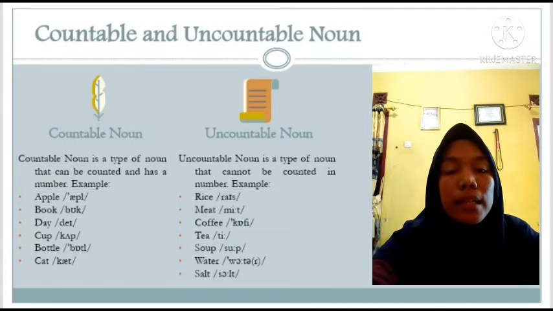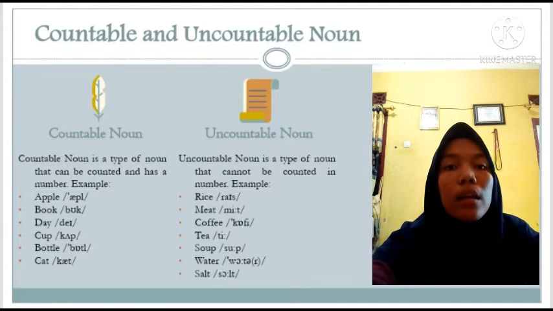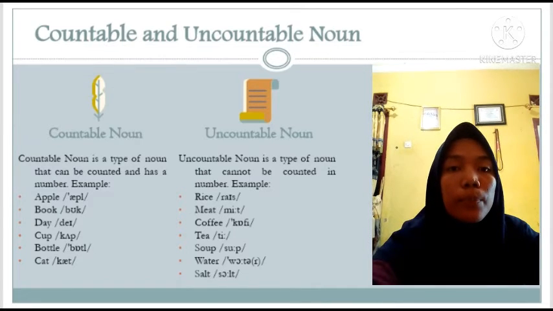The next material, types of noun. The first, countable and uncountable nouns. A countable noun is a type of noun that can be counted and has a number. For example, apple, book, day, cup, bottle, and cat. While an uncountable noun is a type of noun that cannot be counted in a number. For example, rice, meat, coffee, tea, soup.